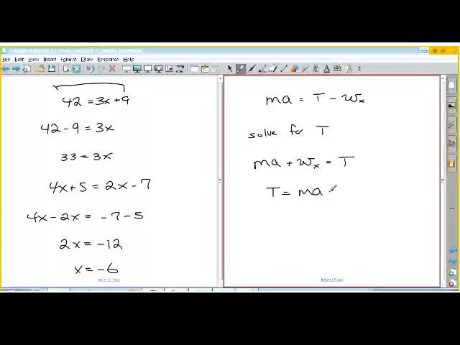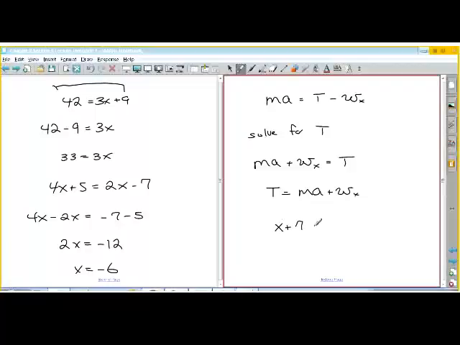I've got it solved. M is the mass, A is the acceleration, and W sub x has to do with the weight of the object. And then when you have problems like this, where you're dealing with a lot of variables, it's just cleaner to think about moving it from one side to the other, instead of subtracting it from both sides.